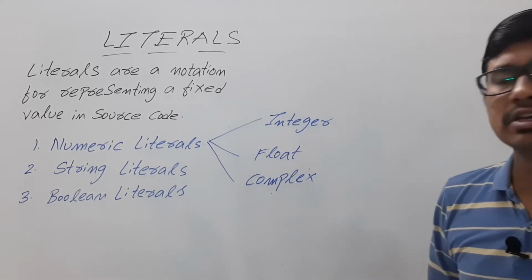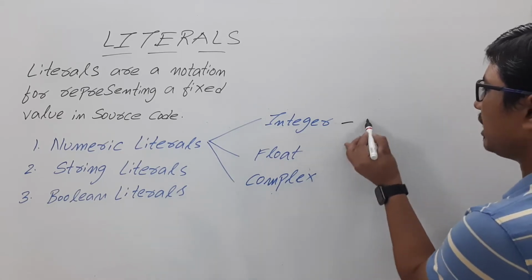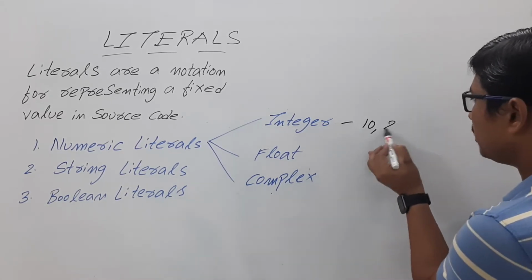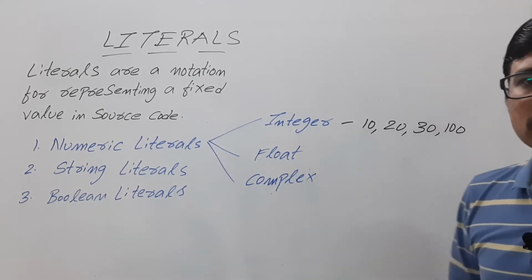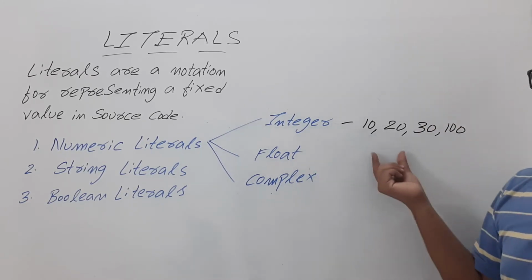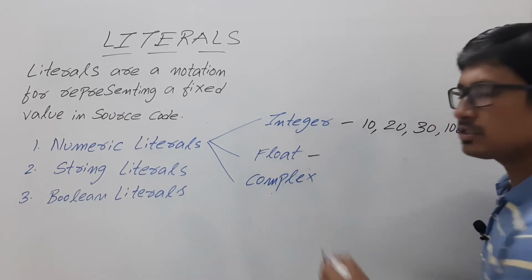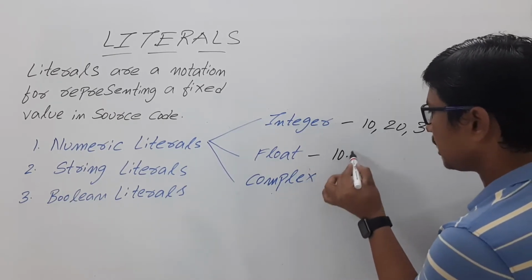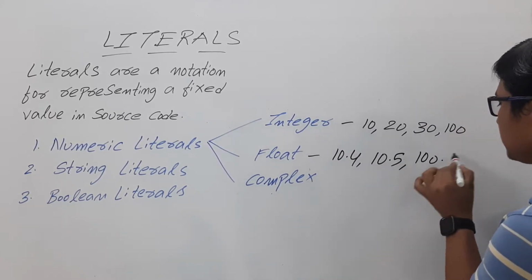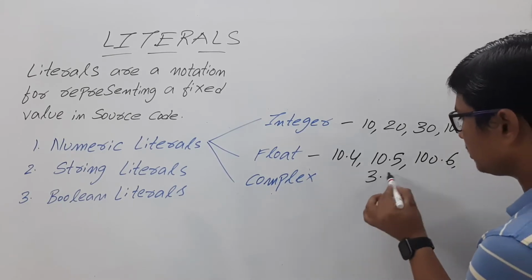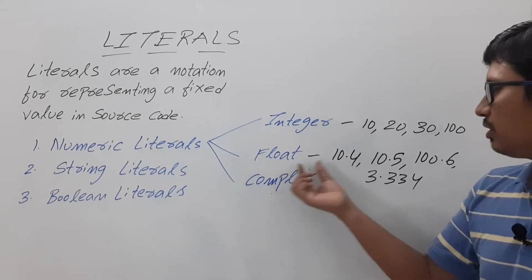Now first let me discuss the integer literal. The integer literal, let's take that you have value 10, okay, you have value 20, you have value 30, you have the value 100. All these are the examples for the integer literals. Okay, now coming to the float literal. Suppose you have values such as 10.4, 10.5, okay, 100.6, okay, 3.3334, like that. These are the examples for the float literals.